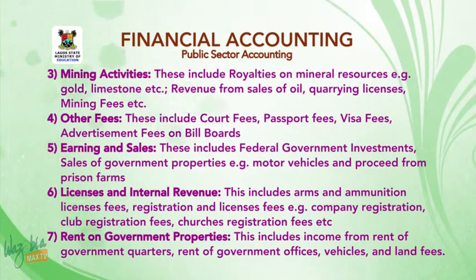6. Licenses and internal revenue. This includes arms and ammunition license fees, registration and license fees, e.g. company registration, club registration fees, churches registration fees, etc. 7. Rent on government properties. These include income from rent on government quarters, rent on government offices, vehicles, and land fees.